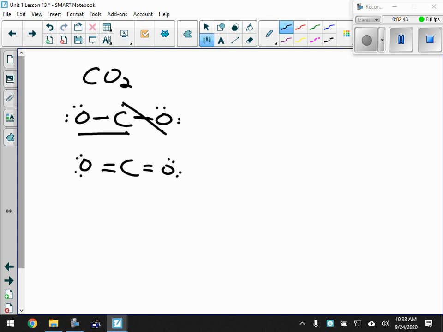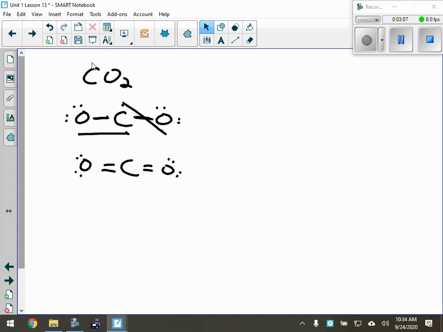Okay. By the way, what formula does this represent? Anyone? Say it out. Can't hear you. What formula would I say for this? AX2, which is linear, which has a bond angle of 180, yes? Okay. So this is AX2, linear, bond angle 180.